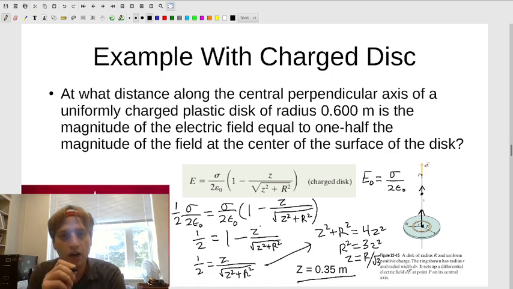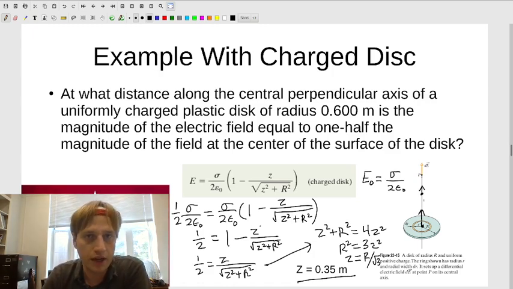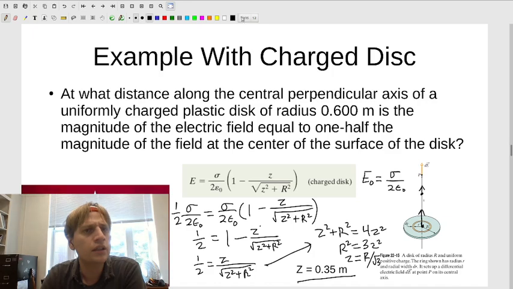Okay, so I gave you a problem on your homework this week that has you look at using this form and making sure that you understand that this is the surface charge in units of coulombs per meter squared.